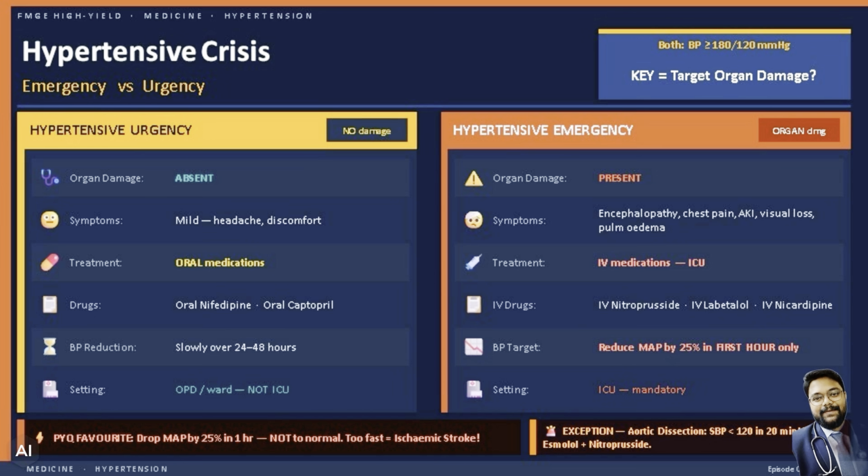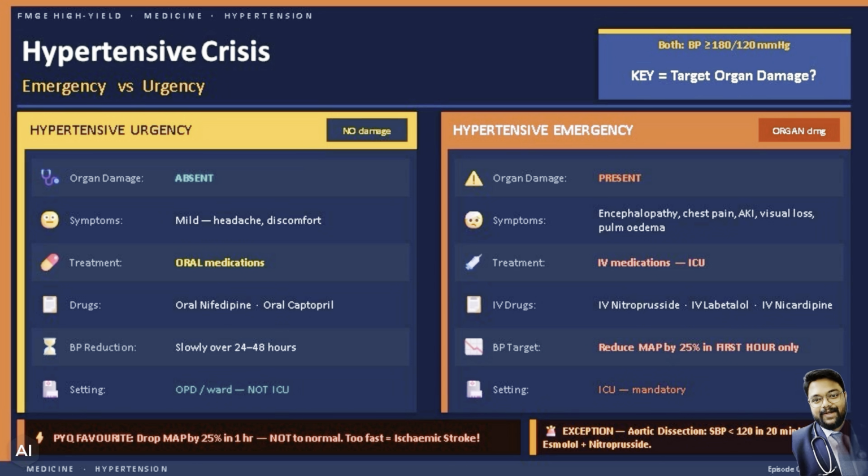The single most important point, in hypertensive emergency, you reduce the MAP by 25% in the first hour, not to normal. Drop blood pressure too fast and you cause ischemic stroke. This comes as a previous year question.